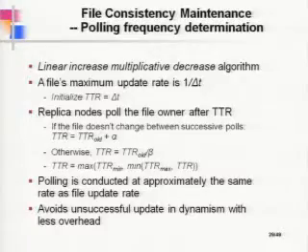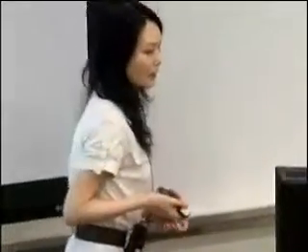So the IRM relies on a linear increase multiplicative decrease algorithm. A file's maximum update rate is 1 over delta t, and the TTR is set to delta t initially. When a replica node polls the file owner, if the file does not change between successive polls, the TTR equals TTR old plus alpha. Otherwise, it equals TTR old divided by beta.